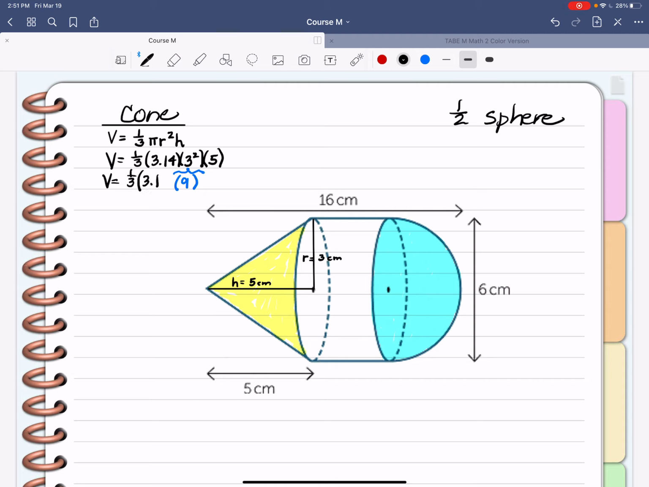And if you have the calculator, go ahead and use it. If your calculator won't do fractions, here's what you do. Do pi, 3.14, times 9 times 5, and that's 141.3. Then divide by 3. Cut it in thirds. And you get 47.1 cubic centimeters. So there is the volume of the cone.